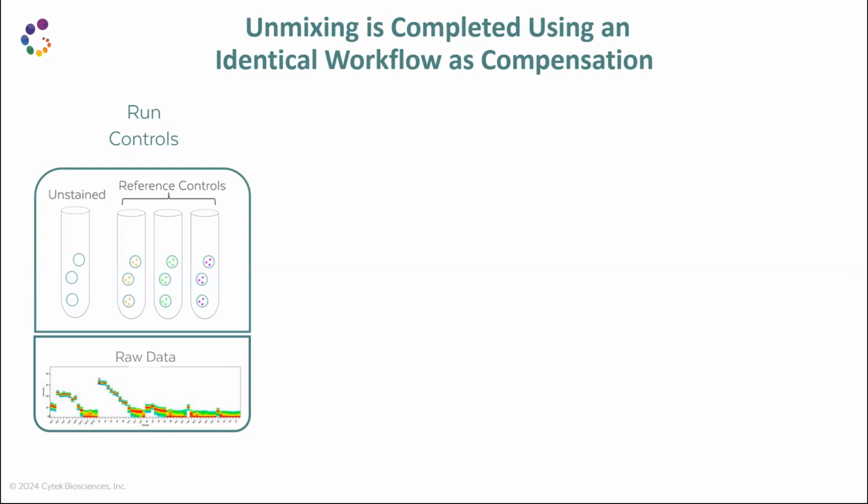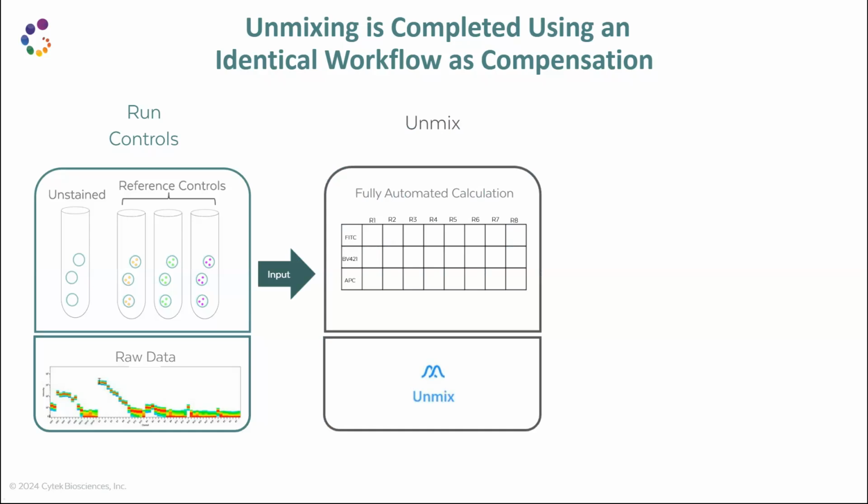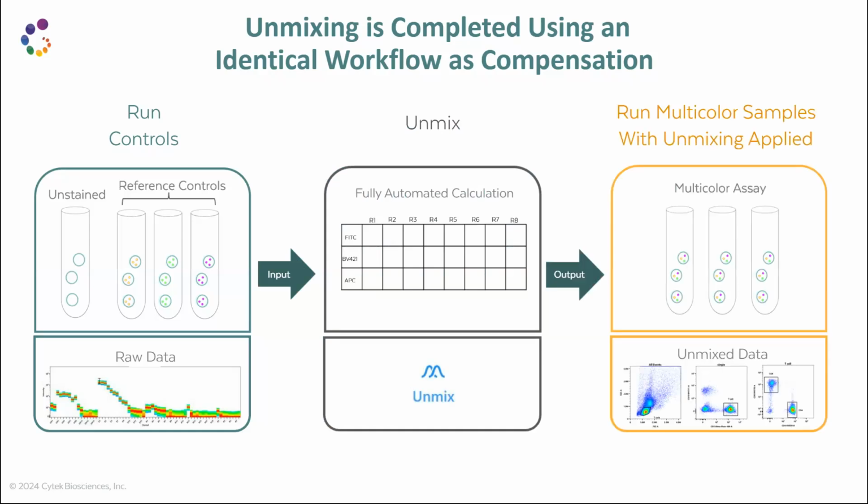Important to mention that unmixing is completed in a very similar workflow compared to what you would do with compensation. So you run your controls, in this case, reference controls. You will see the raw data, you will see the signature, you will be able to QC the signature and identify differences between signatures in the fluors in your panel. You will proceed with unmixing. It's 1 click in the software. All the calculation will be done automatically. Then you will run your samples and you will be able to see in your unmixed data your markers, your fluorochromes, and the resolution of your populations.